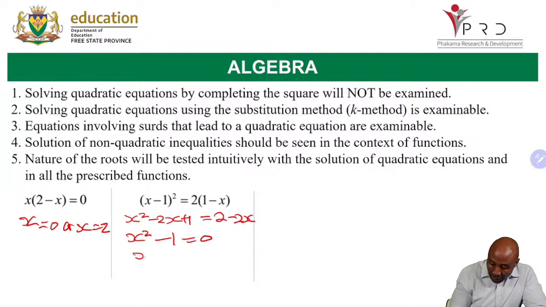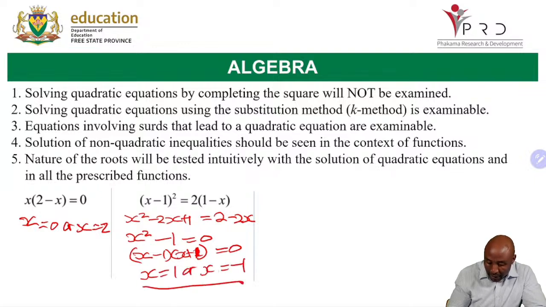And this will now give us x minus 1, when we factorize, it's a difference of two squares, x plus 1 equal to 0. We get our x as 1, or our x is equal to negative 1. We are done. So you'll get a mark for writing this in standard form, factorizing, and then both values of x.